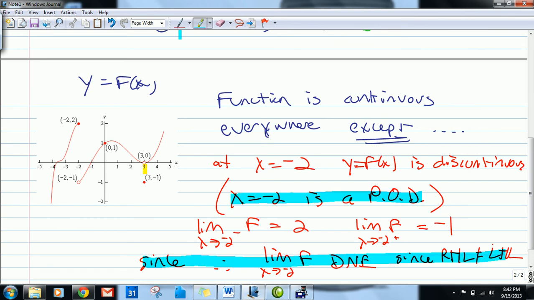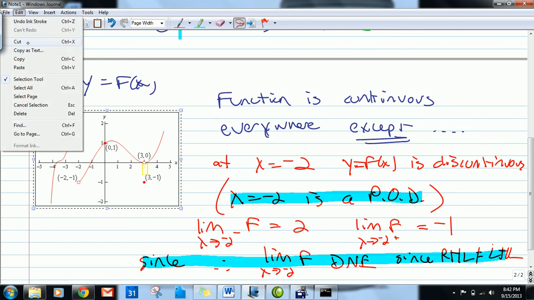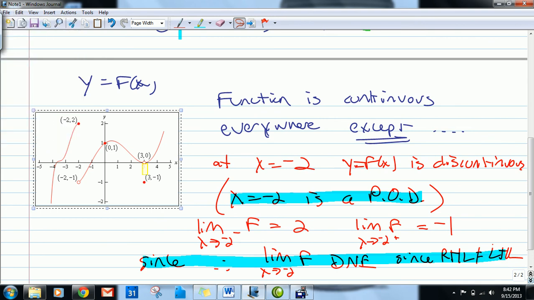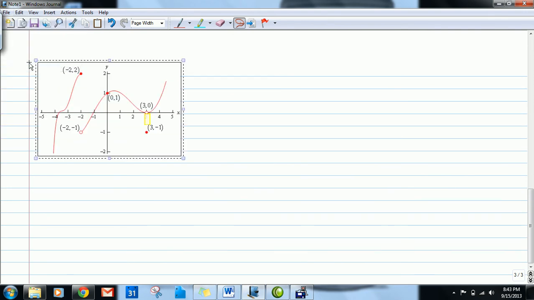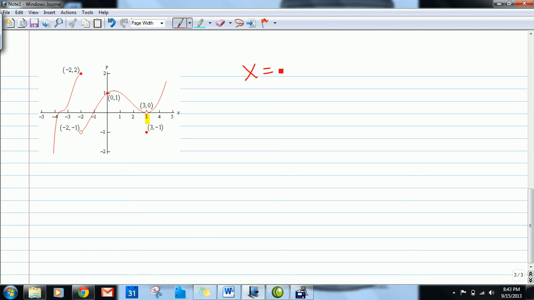I'm running out of room here, but I'm going to go down. I'm going to see if I can lasso this little puppy. Oh, nope, the whole thing. And I'm going to copy it and put it down on the other page. So let's look at another point of discontinuity. I'm going to paste. Oh, that worked great. So we're, again, discussing the continuity of this function. And note that at x equals 3, we've got a little issue. So x equals 3 is a point of discontinuity.